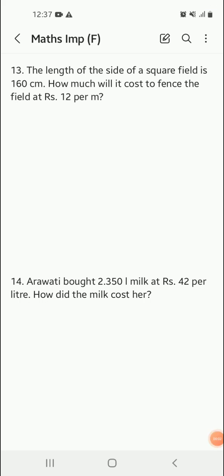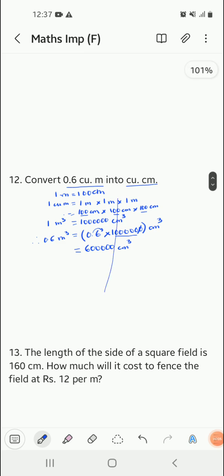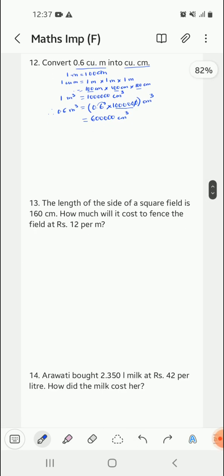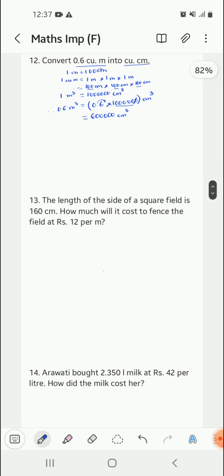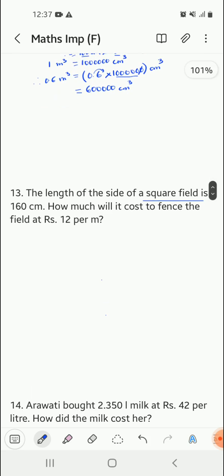This video is a continuation to my previous video where we are going to further discuss some sums. The first question that we have for today is: the length of the side of a square field is 160 centimeter. How much will it cost to fence the field at rupees 12 per meter?